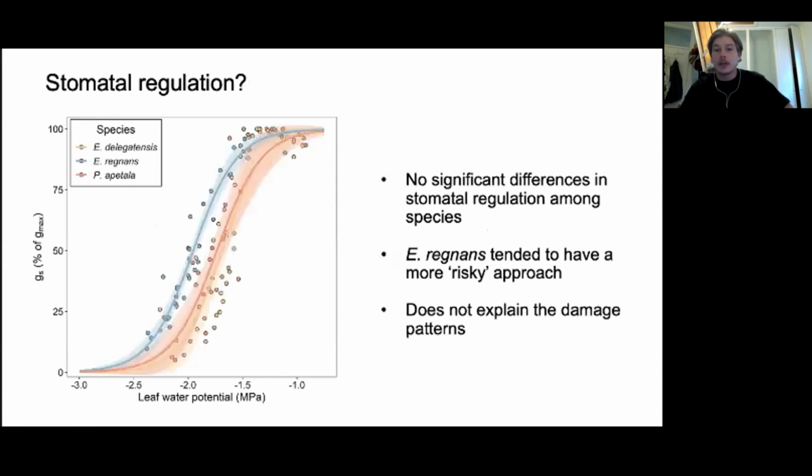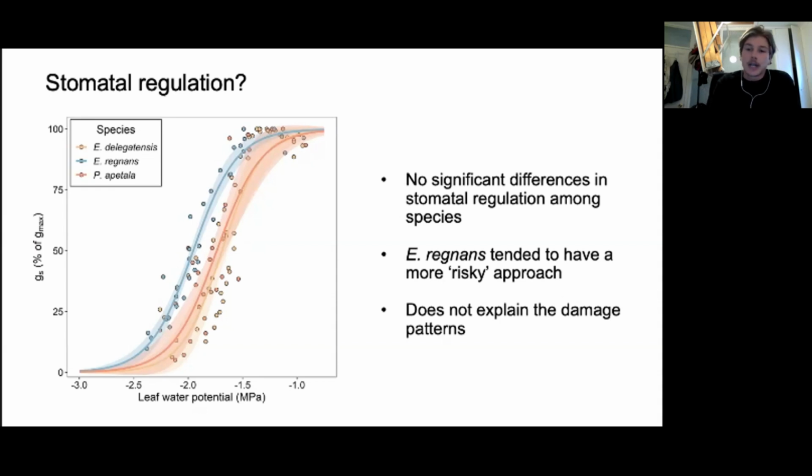Another possible reason that we thought may account for the differences in damage, rather than just the neighbour density, was differences in stomatal behaviour. So, for example, if Eucalyptus regnans closed its stomata much earlier, so had a more conservative strategy during the drought period, it may have reduced the likelihood that it would have reached these water potentials that caused xylem embolism.